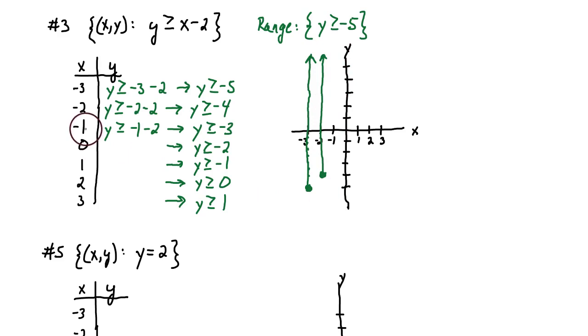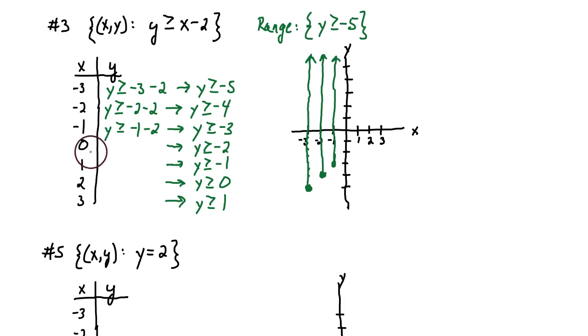Third row, when x is negative 1, y is greater than or equal to negative 3. So here's where x is negative 1, then come straight down till you get to where y is negative 3, and mark it with a closed dot. Then show everything that's greater than negative 3 by drawing upwards with an arrowhead.